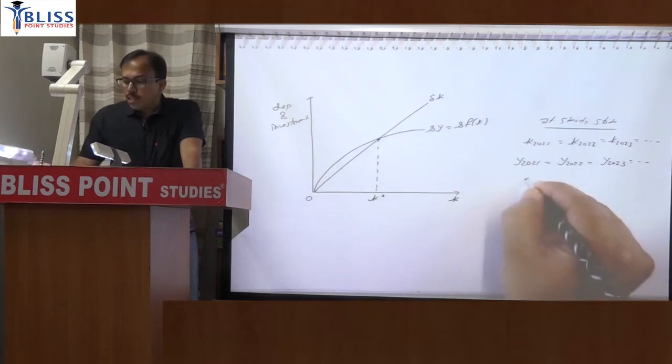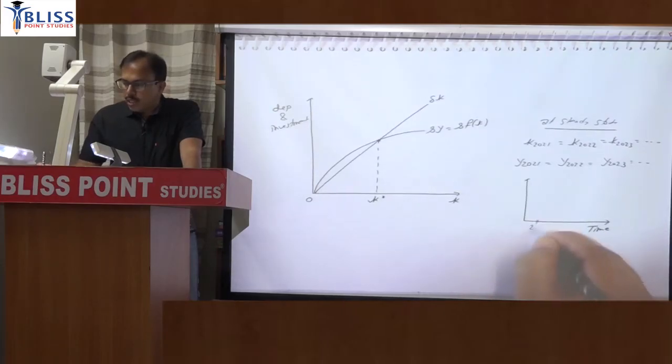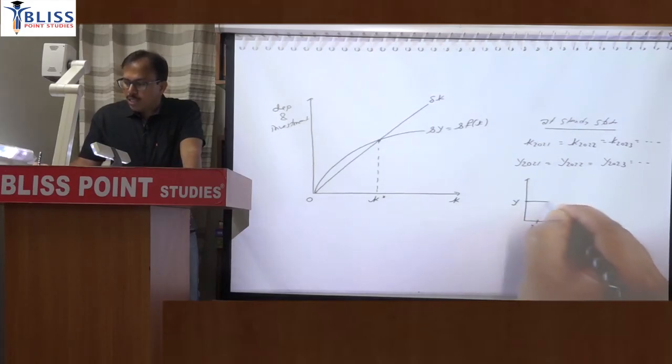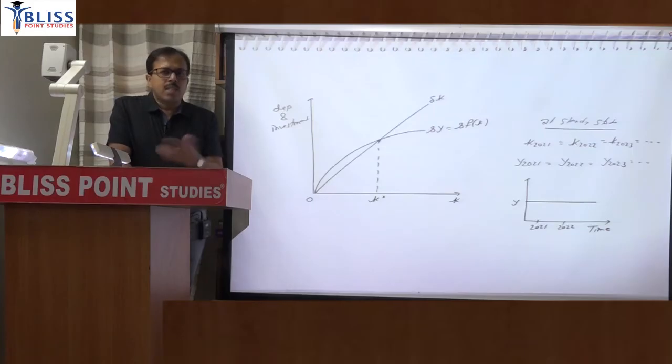If you plot these things in a graph, with time, that is year, on the axis, then in 2021, 2022, 2023, the stock of capital and output will remain constant. So the economy is at a steady state. But if GDP per capita is steady, it means there is no growth. So at a steady state there is no growth. The first concept is this. At steady state there is no growth.